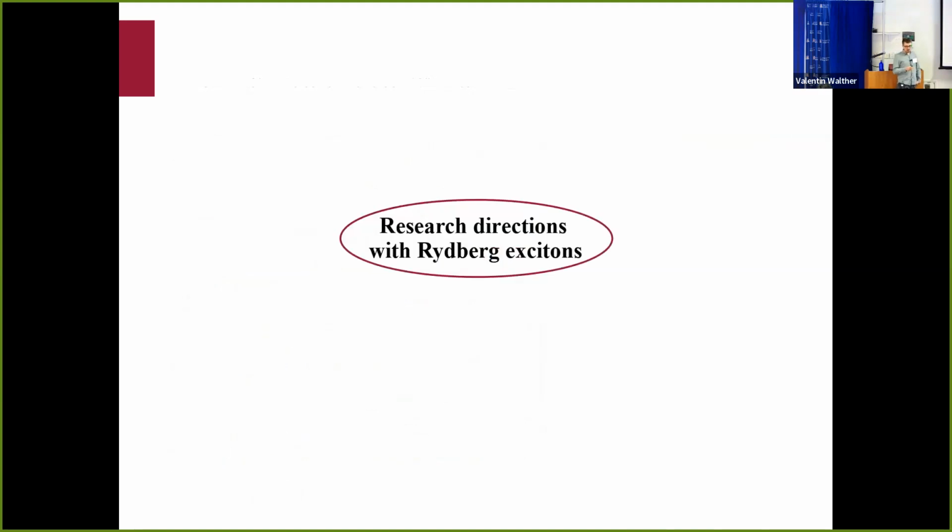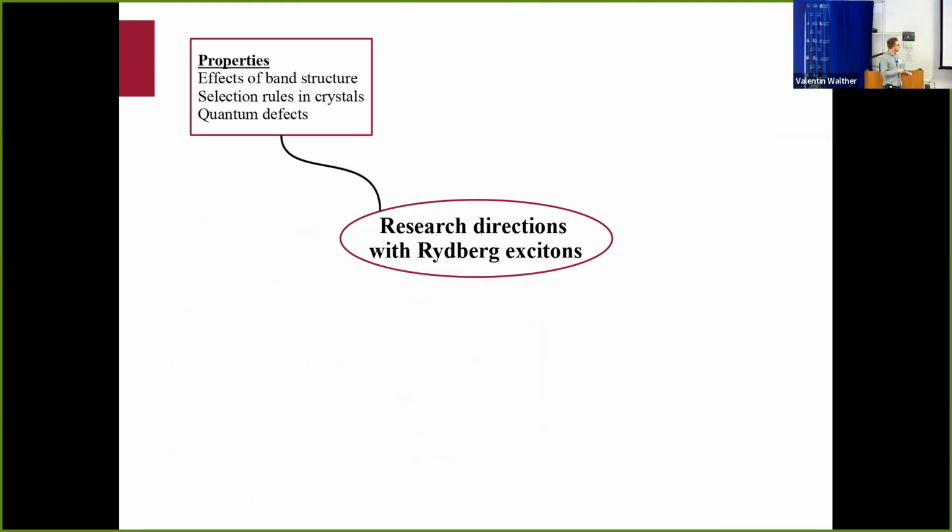Okay, so this is the cleanest crystal where Rydberg excitons were ever observed. Here I'll show you a mind map of different research directions as I perceive them, or as they came to my mind. This map is not complete. It's pretty personal, but this is my impression of the field. The first years saw investigations of the properties of these Rydberg states, so effects of band structure and selection rules that are broken. The typical selection rules that you find in free space are slightly broken in crystals.